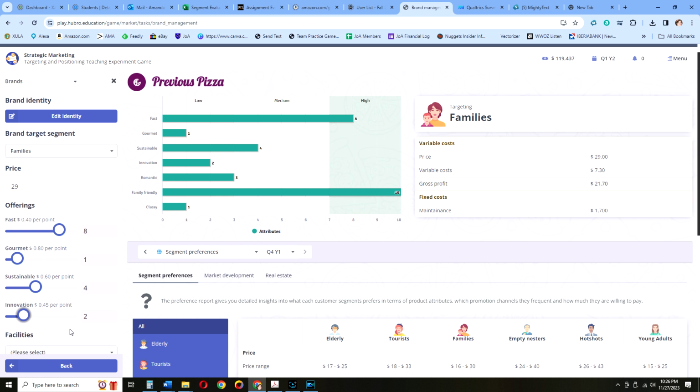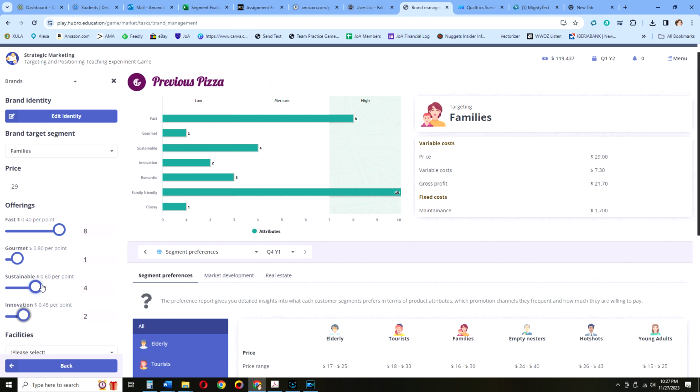So these are costs per pizza we make. And the way the costs work is, for example, fast, it says it costs you 40 cents per point of fastness. That's just a game unit. Okay, so 40 cents per point, we wanted to get 8 points. So we just pulled the slider over to the 8, and now we are spending 8 times 40 cents. So that is $3.20 for fastness. Gourmet costs 80 cents per point. And again, these are per pizza. So 80 cents per point, we only needed 1. So that's going to cost us 80 cents per pizza to get 1 point of gourmetness.